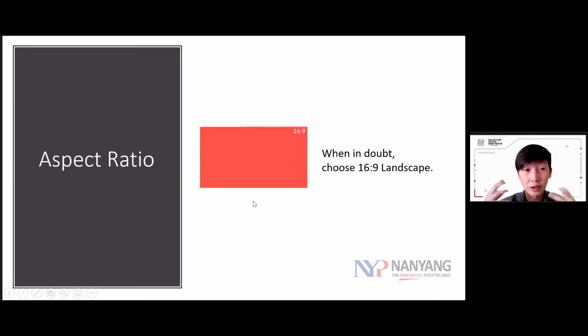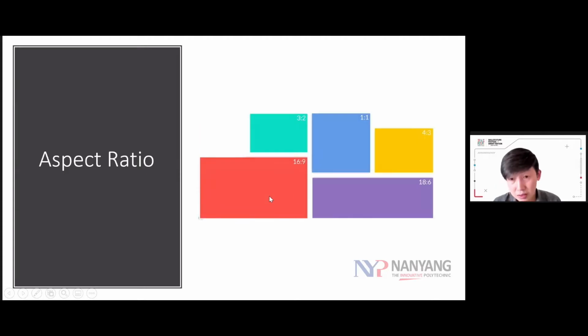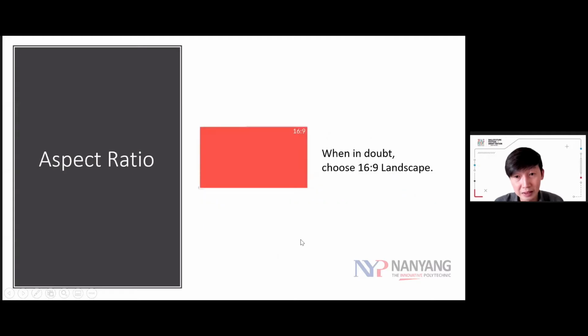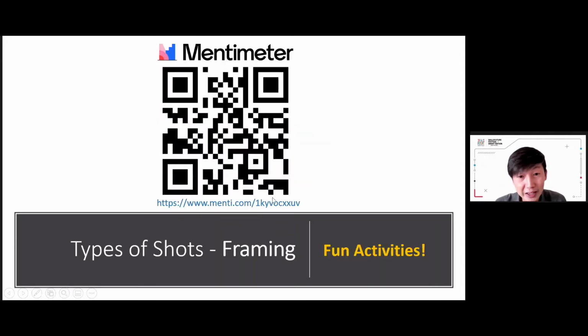No matter what, for our framing, if you're in doubt, no worries, because now a lot of handphones and TVs all use 16 by 9. If you're in doubt, just go 16 by 9, which is 1920 by 1080. So if you're in doubt, use this.